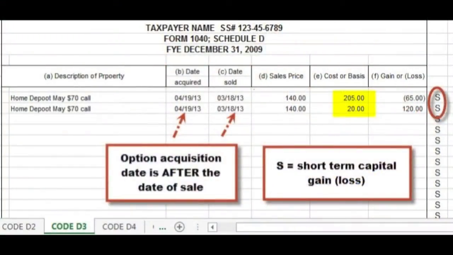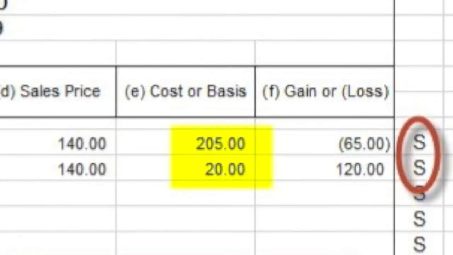Now, in the case where we bought back the option for $2.05, we actually have a short-term loss because we purchased for $2.05 and we originally sold for $1.40. So that's a short-term capital loss of $65 per contract. In the scenario where we bought back the option for 20 cents, or $20 per contract, we have a short-term capital gain of $120: $140 from the sale minus $20 from buying back. So, a short-term capital gain of $120.